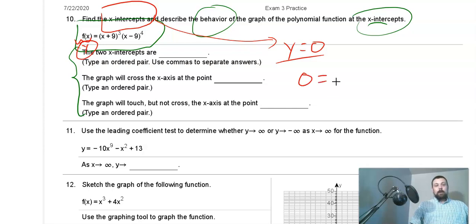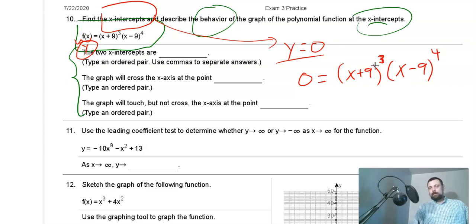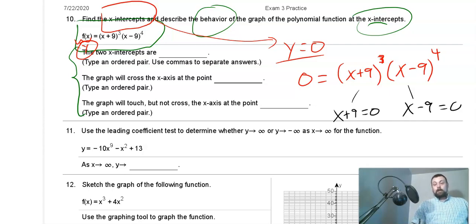So we get 0 equals x plus 9 to the third power times x minus 9. Now, what you don't want to do is multiply this out. You don't want to take x plus 9 times x plus 9 times x plus 9 and FOIL that out. That's a bad idea. It's already factored, which is very helpful. Since we already have the factors, all you have to do is set each factor equal to 0 to find the roots of this equation. Those will be our x-intercepts.